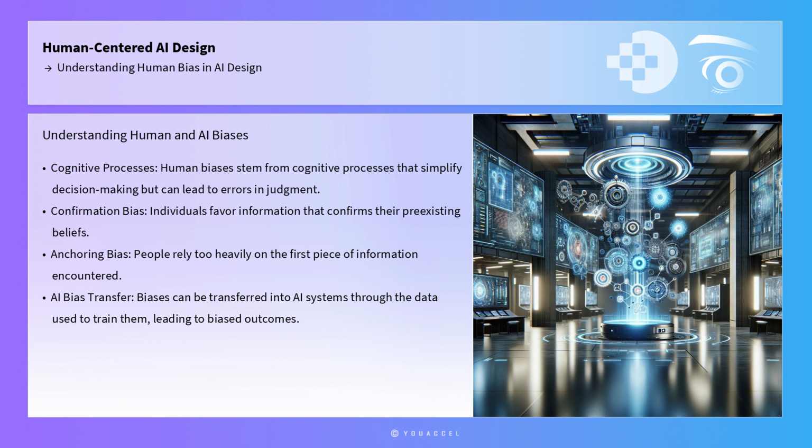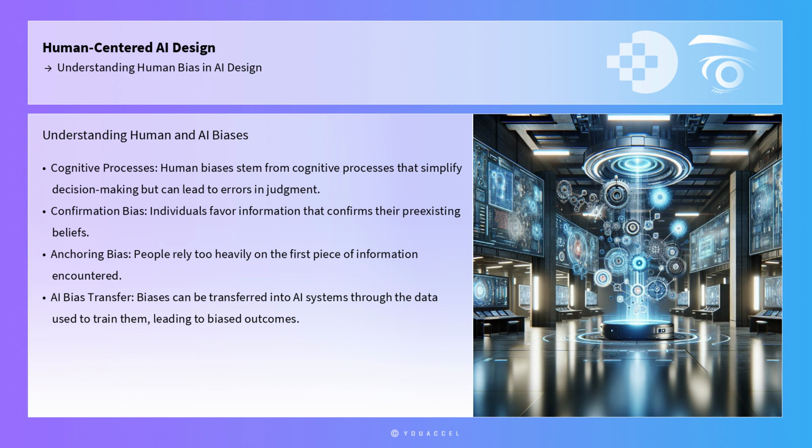Human biases stem from various cognitive processes that simplify decision-making. These processes, while efficient, can lead to errors in judgment. Key examples include confirmation bias, where individuals favor information that confirms their pre-existing beliefs, and anchoring bias, where people rely too heavily on the first piece of information encountered. These biases can be transferred into AI systems through the data used to train them, the algorithms chosen, or the objectives set by the designers.